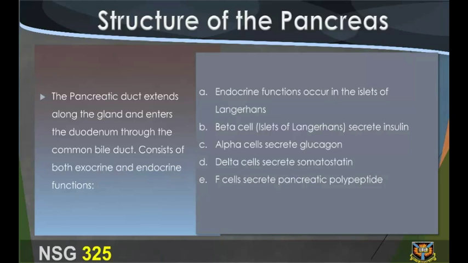A. Endocrine functions occur in the islets of Langerhans. B. Beta cells of the islets of Langerhans secrete insulin. C. Alpha cells secrete glucagon. D. Delta cells secrete somatostatin. E. F cells secrete pancreatic polypeptide.